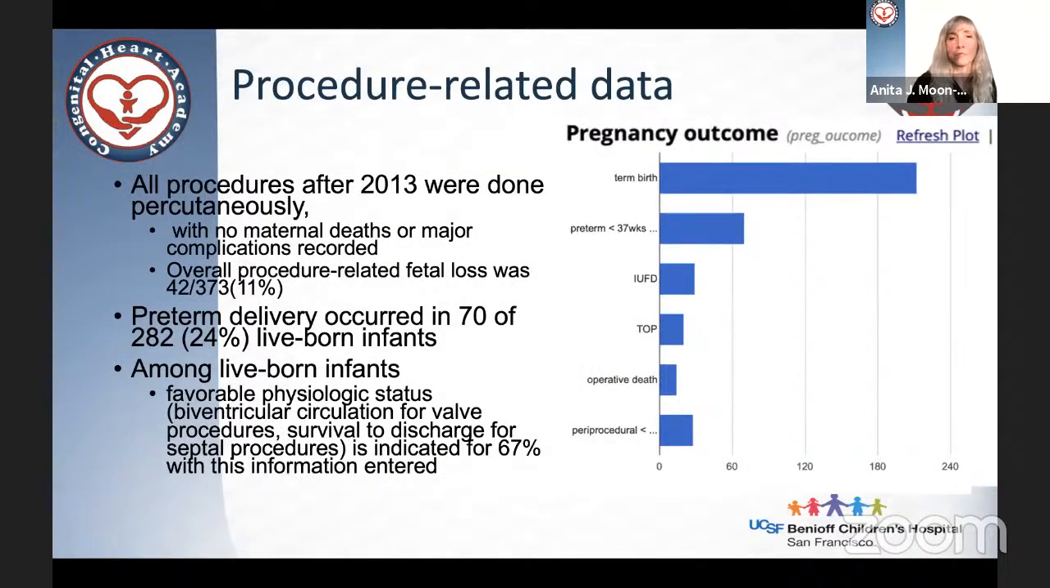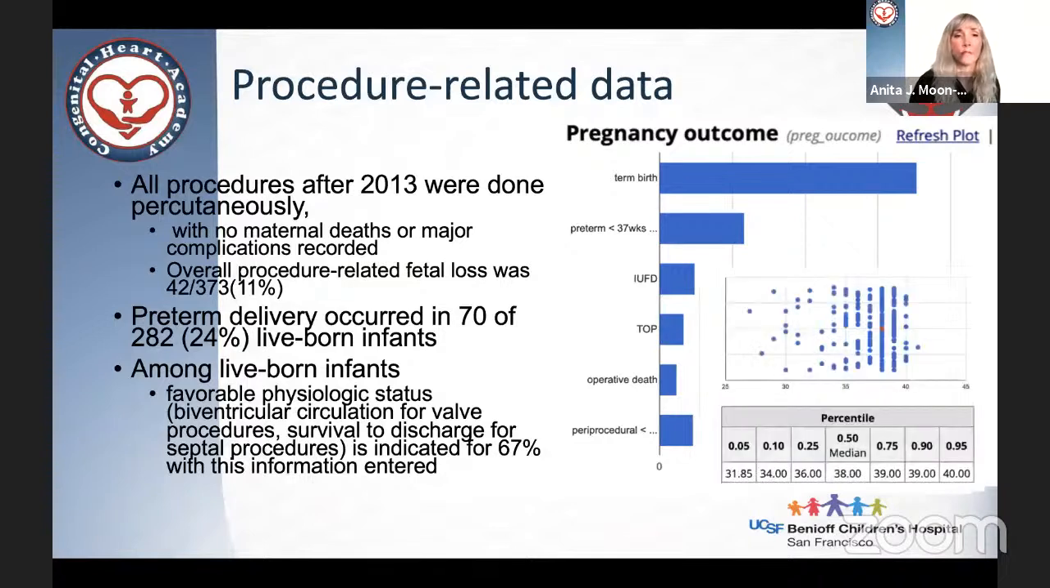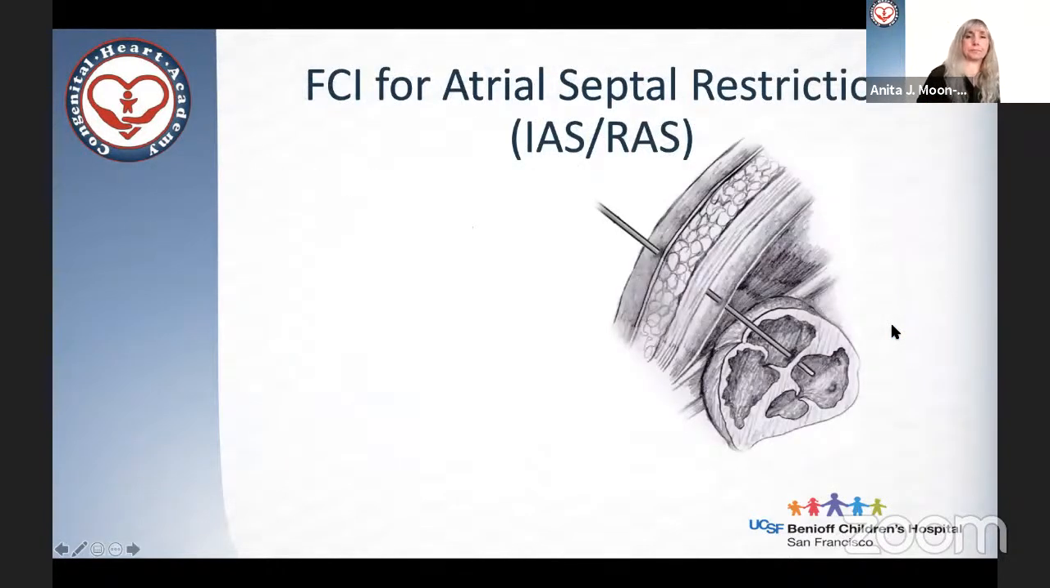And the pregnancy outcomes, as I just said, mostly term birth, with term versus preterm about 1 month, what one might expect without any intervention. And although the average time of birth is 38 weeks, you can see that it really clusters near that term mark. So that's the overall registry.